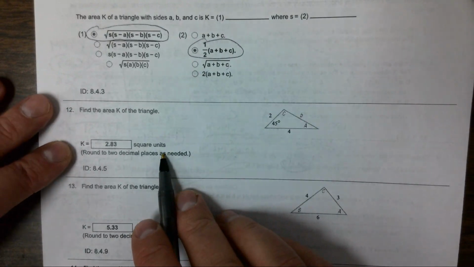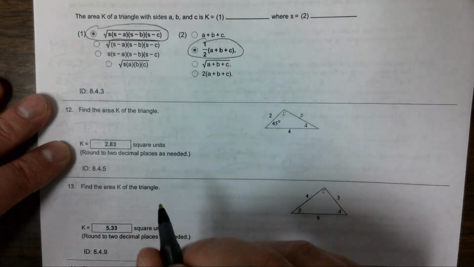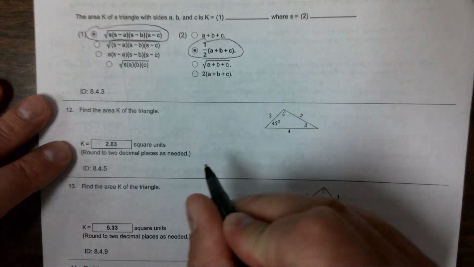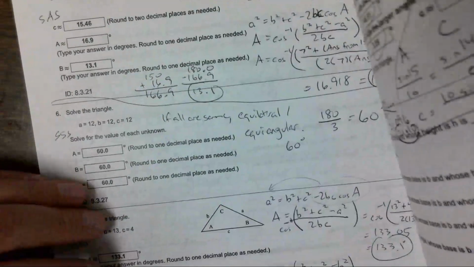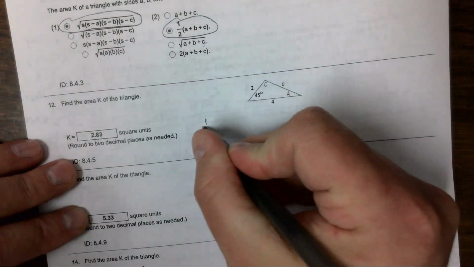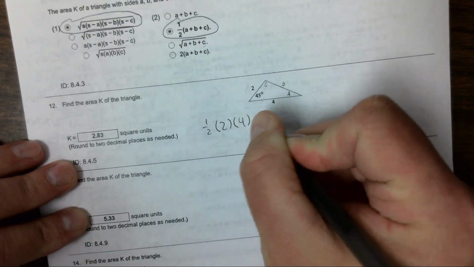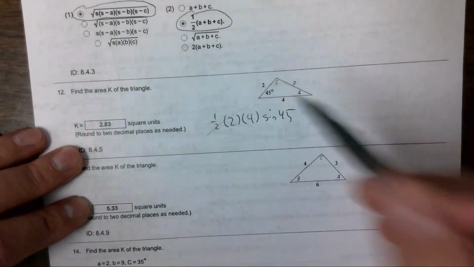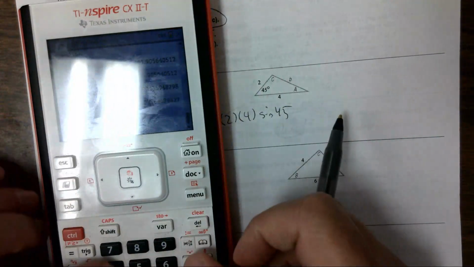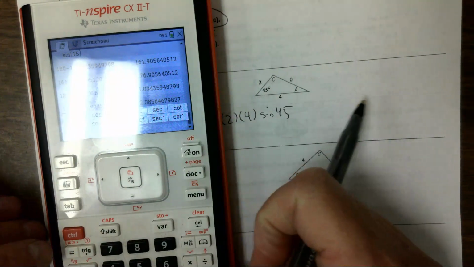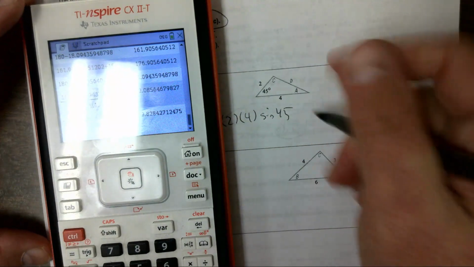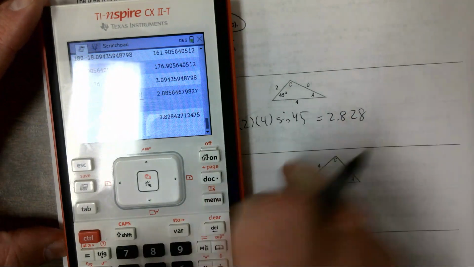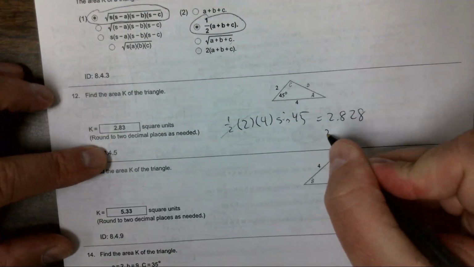And then on this one, we actually work it, and we use one of our formulas, not this one, we use the other one, which is just going to be a half and multiply the side lengths, and then sine 45. So really your half of 2 cancels, and then you go 4 sine 45. And that gives us 2.828. And so that's the 2.83.